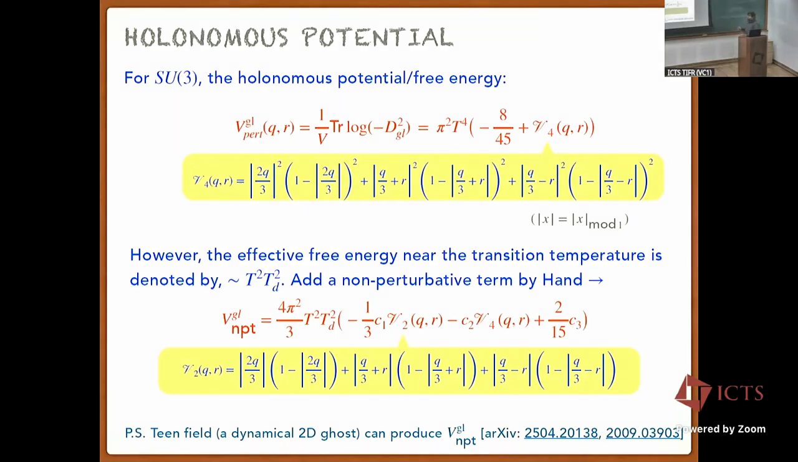Okay. So if you do the perturbative calculation of this, I mean, try to calculate the free energy, then you will always get a T to the power 4 type of term. You will not get the T square term. So to get the T square term, we add it by hand. Without the thin field, you could motivate that particular form. What's the motivation for this form?